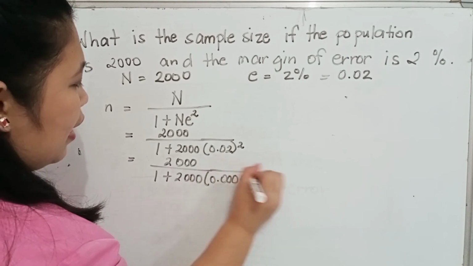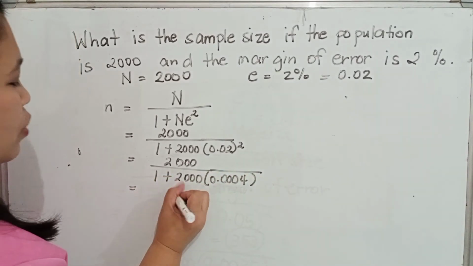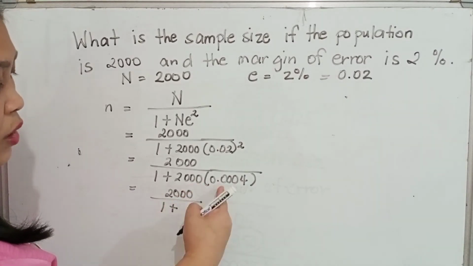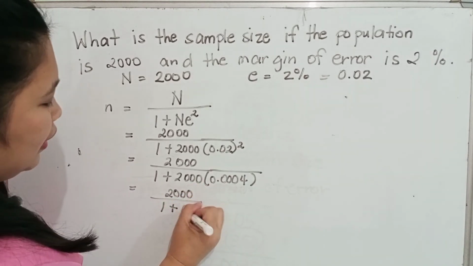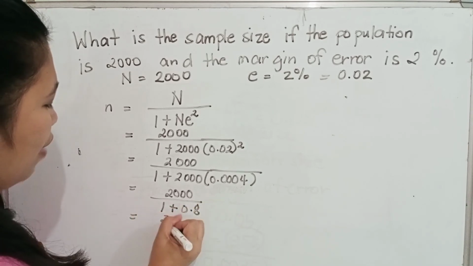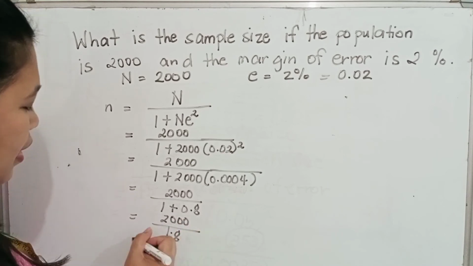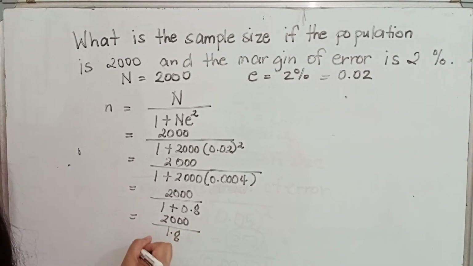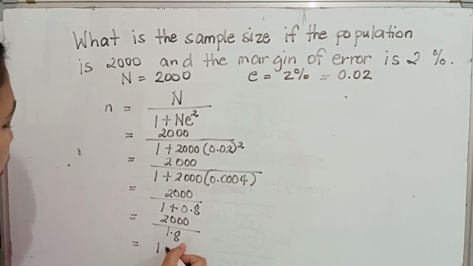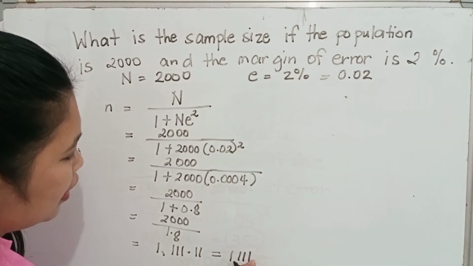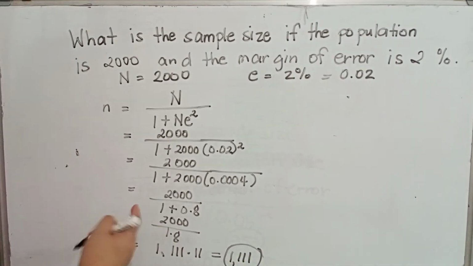So you have 2,000 all over 1 plus 2,000 times 0.0004. Okay, and then after that, you're going to multiply this. So you have 2,000 all over 1 plus, so this is 2,000 times 0.0004, that is 0.8. And then you have 2,000 all over 1 plus 0.8, so that is 1.8. And then 2,000 divided by 1.8, so that is equivalent to 1,111.11. So like what I've told you, round your answer to the nearest whole number. So you have 1,111. So this will be our final answer.